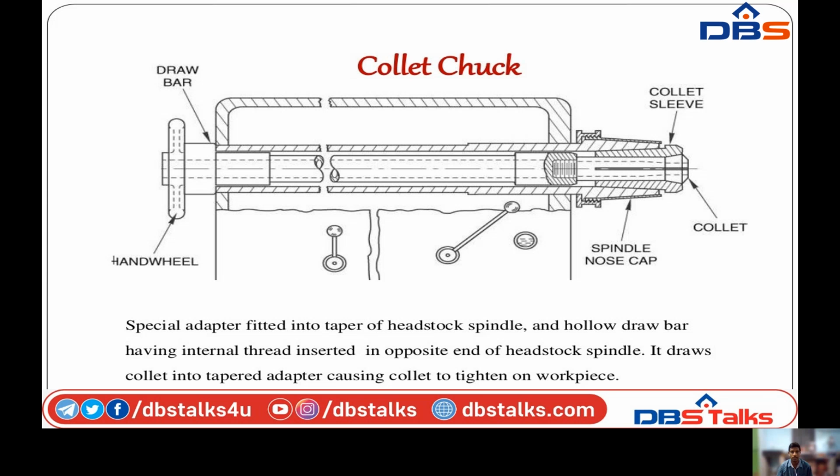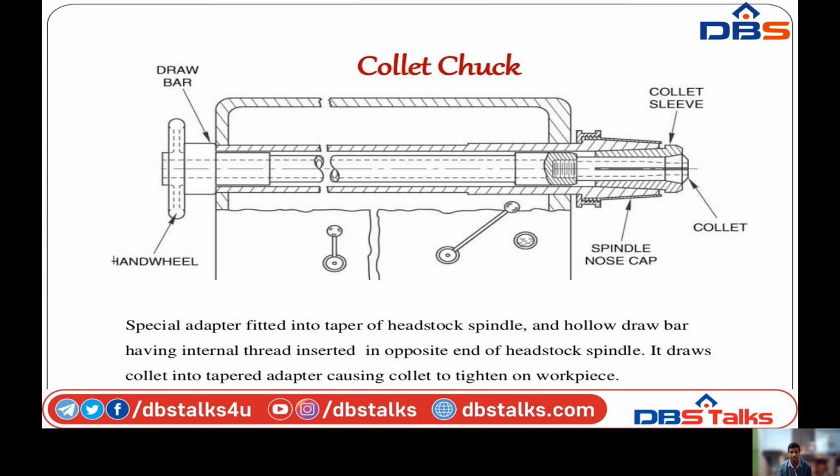A special adapter is fitted into the taper of the headstock spindle, and a hollow drawbar having an internal thread is inserted at the opposite end of the headstock spindle. It draws the collet into the tapered adapter, causing the collet to tighten on the workpiece. Here the collet is shown in the figure. In this section, we are fixing the workpiece.